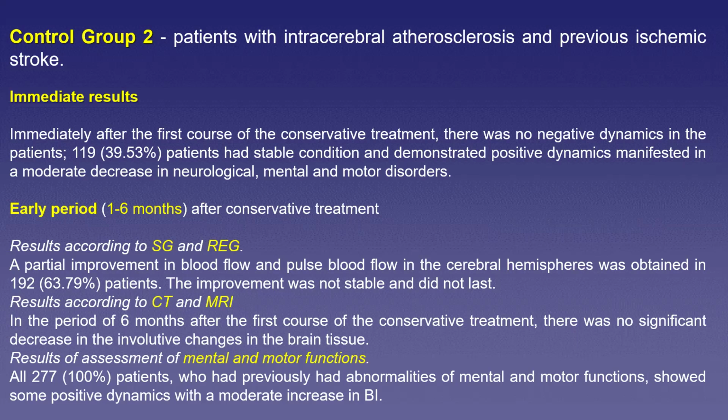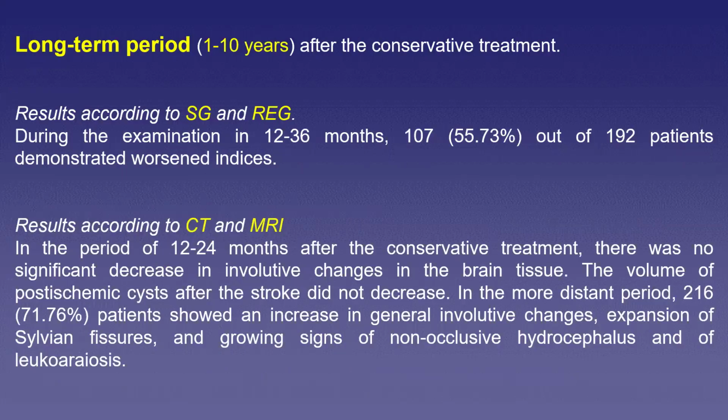According to CT and MRI, in the period of 6 months after the first course of the conservative treatment, there was no significant decrease in the involutive changes in the brain tissue. And the results of assessment of mental and motor function shows that all 100% of patients who had previously had abnormalities of mental and motor function showed some positive dynamics with a moderate increase in BMI. Next slide.